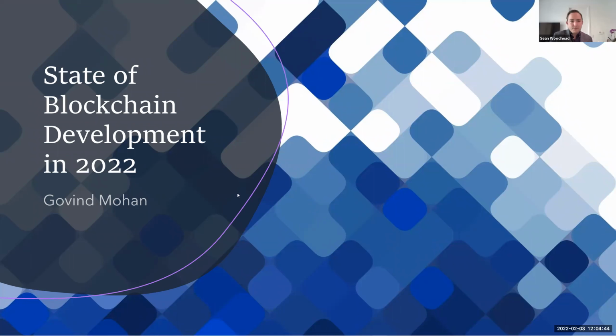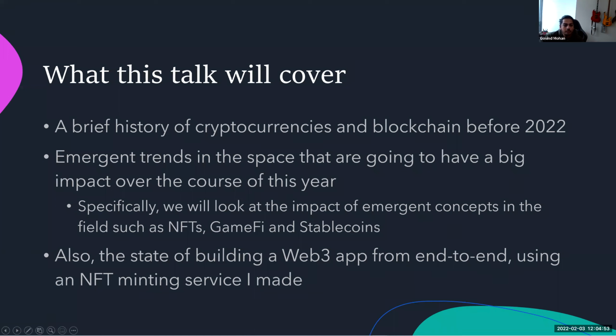All right, pleasure to be with you guys. In this talk, we're going to cover the state of blockchain development in 2022. What we will be looking at is mainly the brief history of cryptocurrencies and blockchain, just the general concepts for those that are not quite familiar with them. We're going to look at some of the emergent trends in the space. Specifically, we're going to look at NFTs, not really much about GameFi, but a little touch there, and how NFTs are involved in GameFi and stablecoins. And we're going to look at what we expect to see in terms of the regulatory horizon.